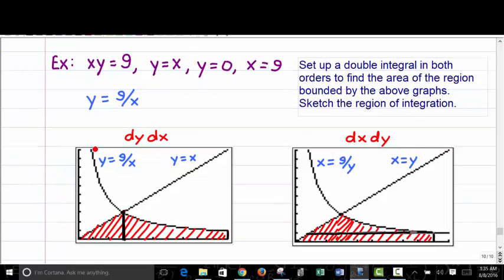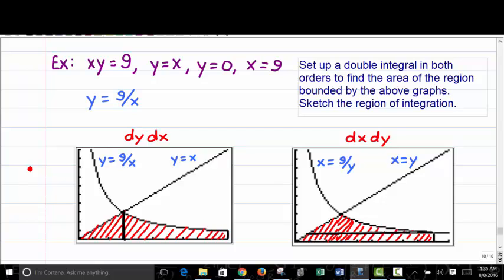All right, so let's look at these graphs carefully. Y equals 9 over x in the first quadrant, so we're bounded by y equals 0, y equals x, and x equals 9. There actually is another part of that graph that goes in the third quadrant, for negative values, but we're not concerned with that. Now this one's interesting because it actually does require two double integrals in both orders.